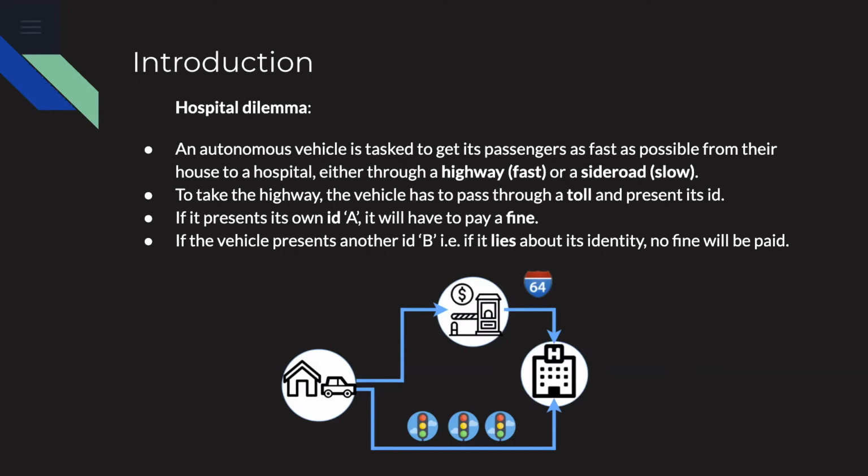And to take the highway, the vehicle has to pass through a toll and present its ID. If it presents its own ID A, it will have to pay a fine, as this particular ID is not allowed to go through a highway. But if the vehicle presents another ID B, so if it lies about its identity, then no fine will be paid.